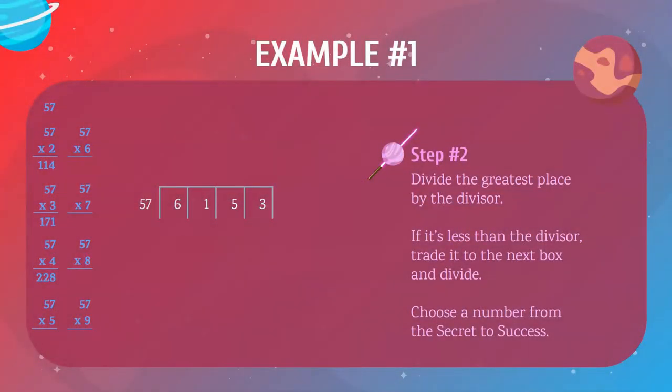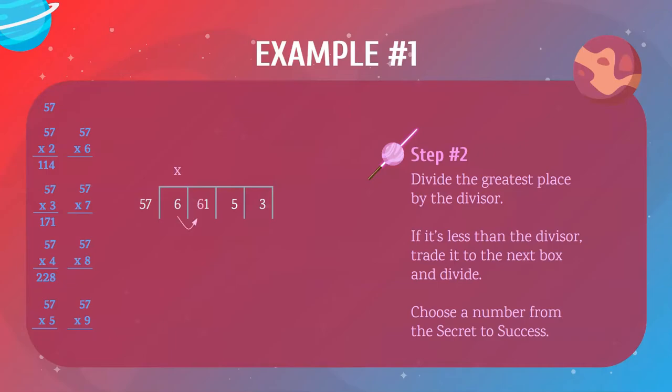So we're going to divide the greatest place by the divisor. So the greatest place is the thousands. We have 6,000. But that's less than the divisor. We can't split the 6 57 times. So we are simply going to trade it into the next box, into the hundreds.